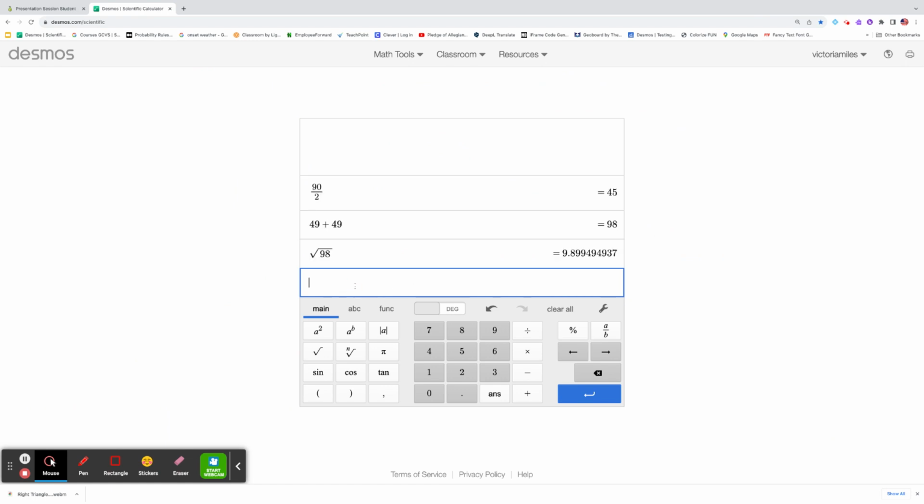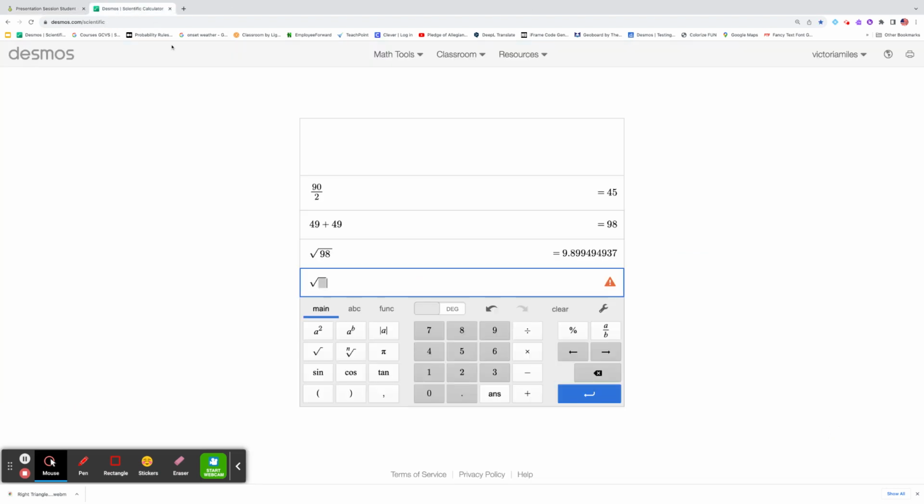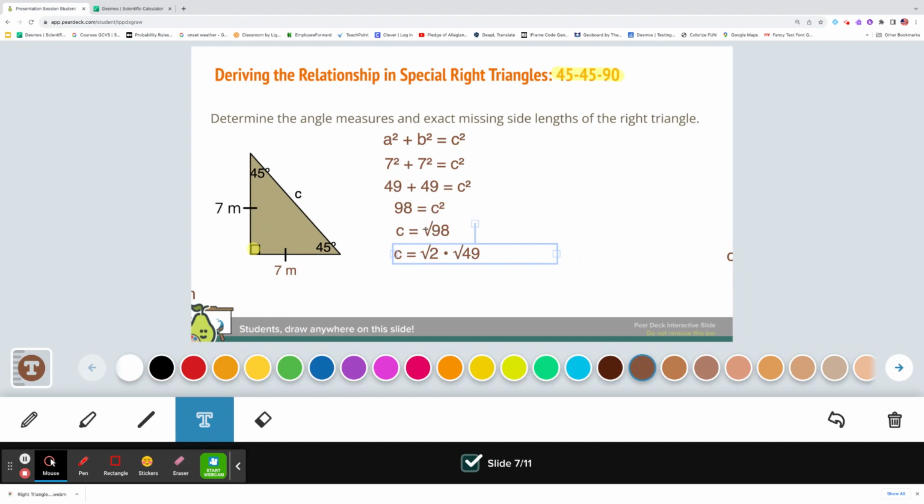And to do that, you want to think about rewriting 98 as the square root of some perfect square number times another number. And so 49 times 2 is going to be 98. So we can rewrite the square root of 98 as the square root of 2 times the square root of 49. Now the square root of 49 is something that is an integer value. It's a whole number. And so I can simplify the square root of 98 as 7 times the square root of 2. That is the exact value for c, 7 root 2.